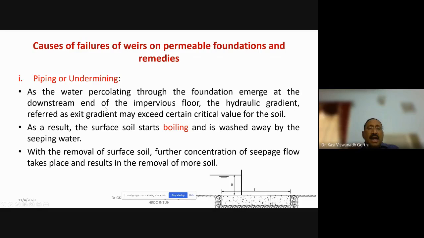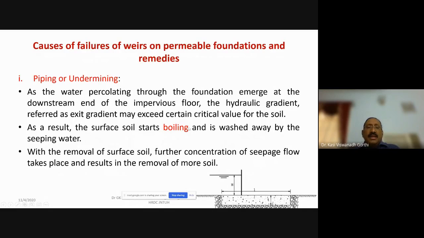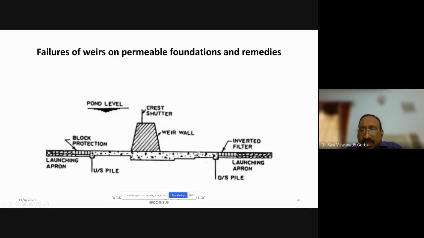So coming back to the previous figure, what is this piping? When you have a change of hydraulic gradient, which is also referred to as the exit gradient, if this value is exceeding the critical value, then there will be a problem of boiling. Surface soil which is available here at the downstream portion may boil. That means it comes out, it gets detached from the floor.